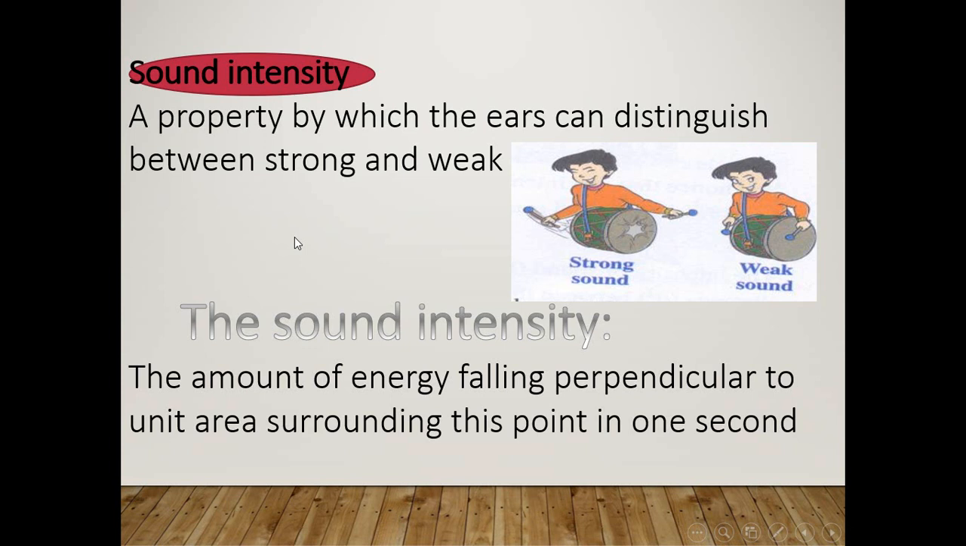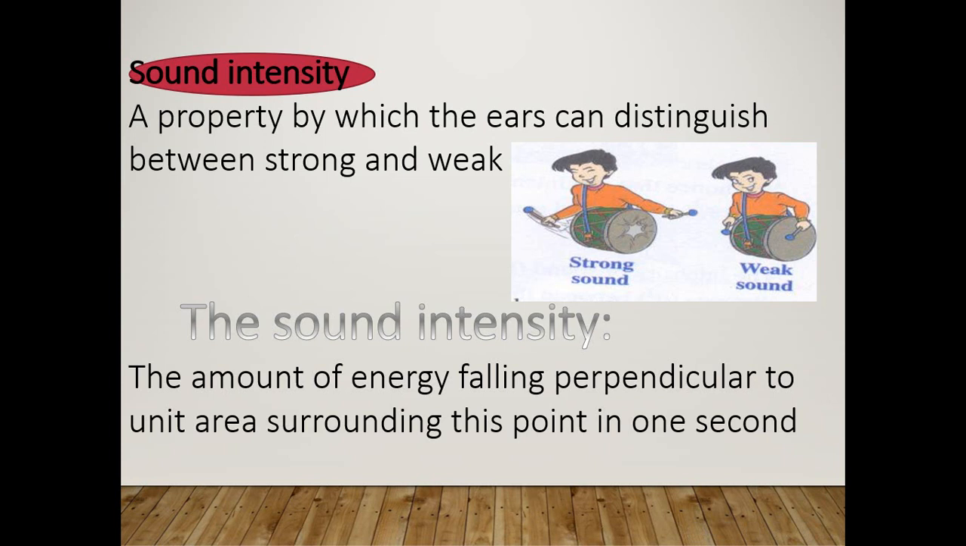Let's continue the second property, by which the ear can distinguish between the different sounds. We started in video number 1 with the sound pitch. Now we are going to continue with the sound intensity. What is meant by the sound intensity? It is the property by which the ear can distinguish between strong and weak sounds.